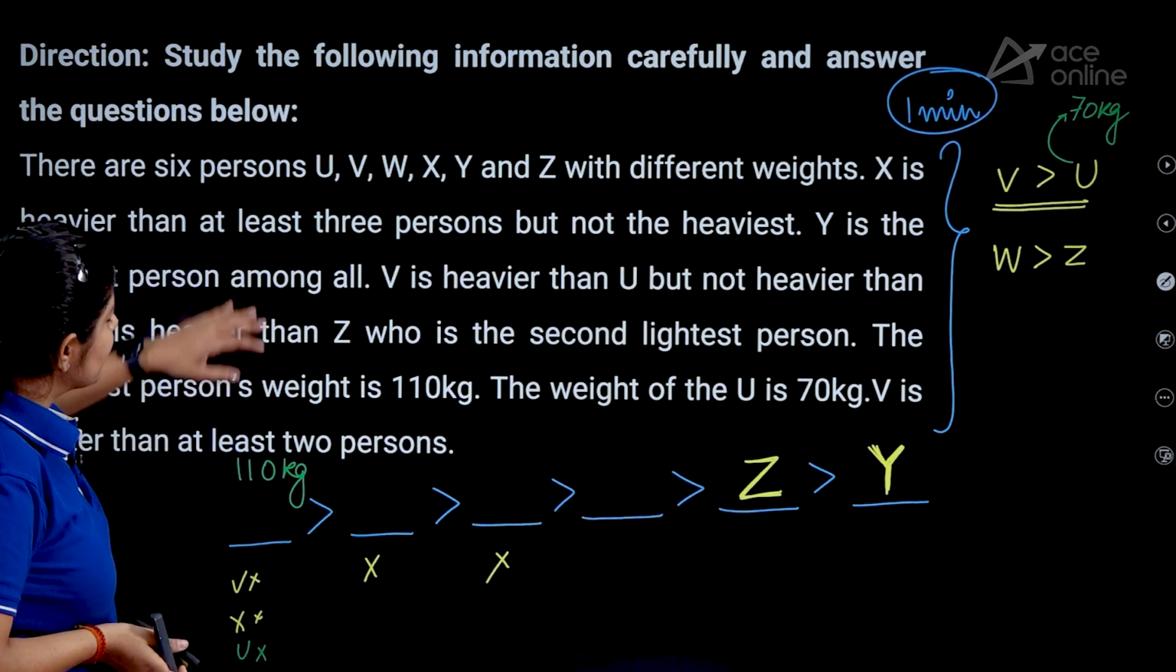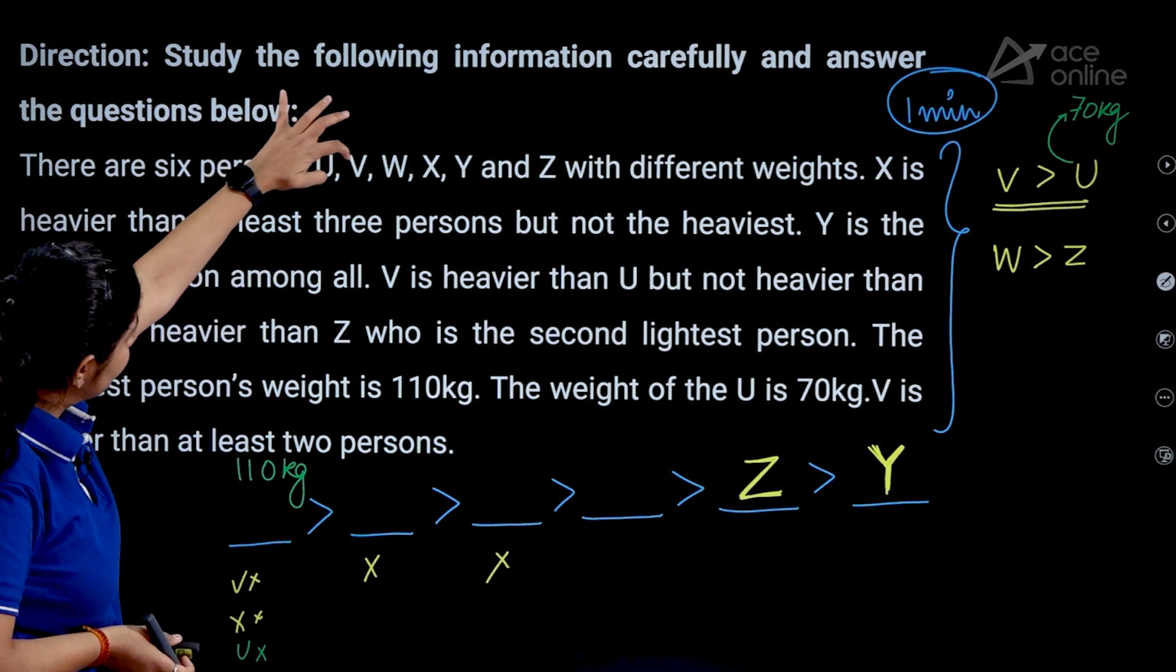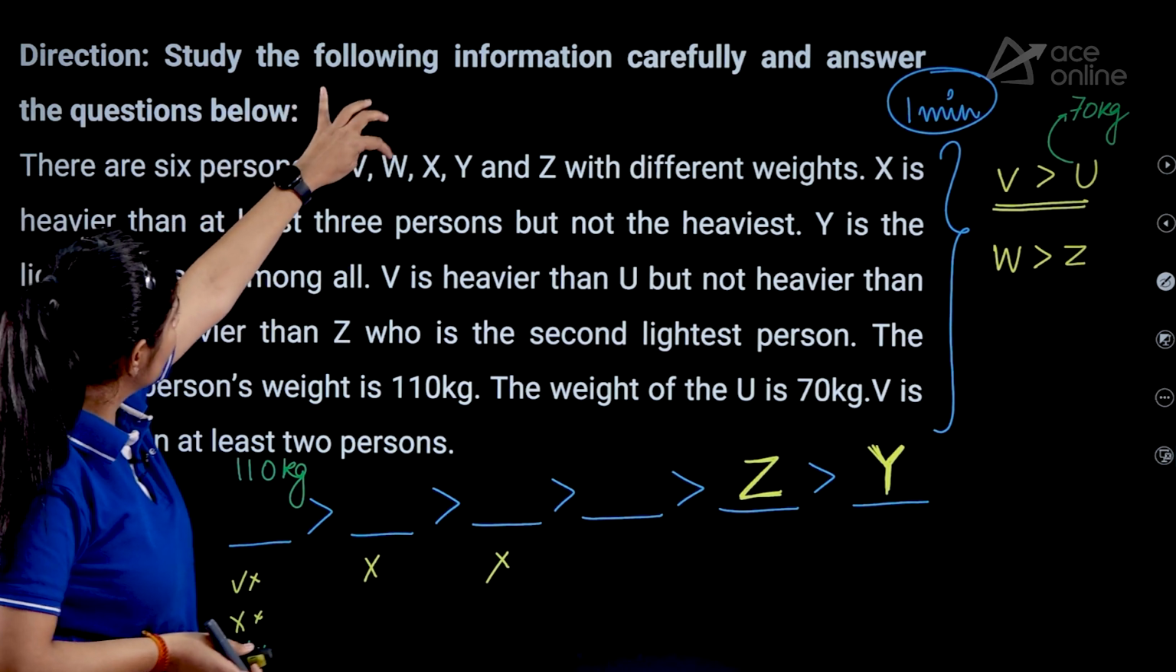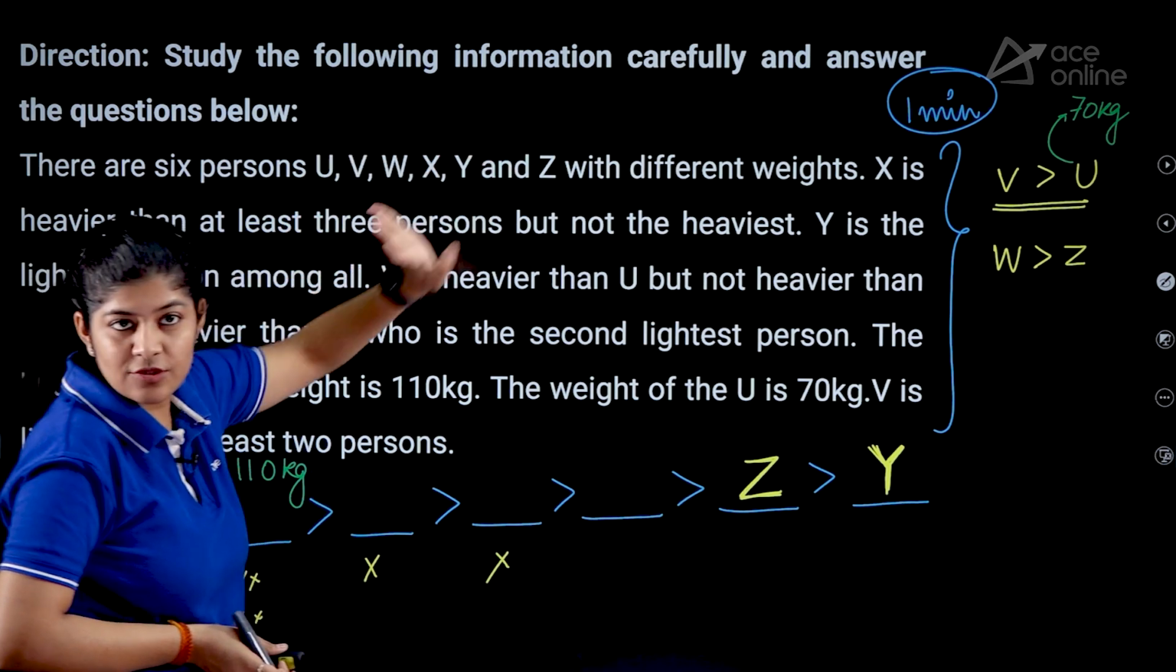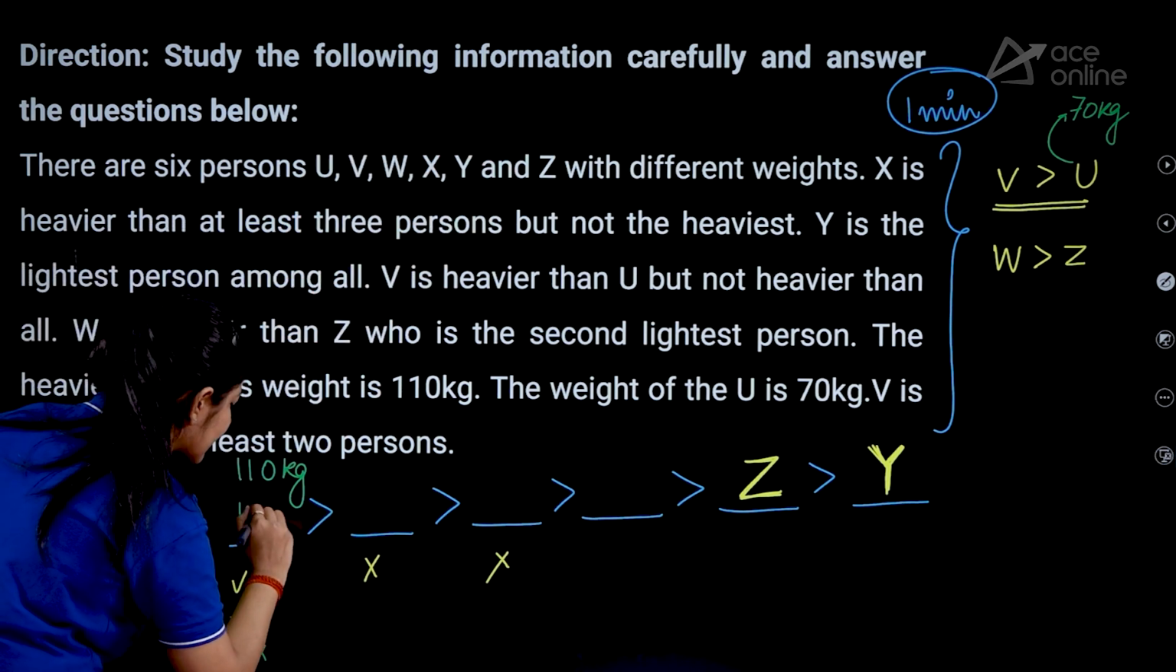So the persons that we have: U is not there, V is not there, W we have, X is not there, Y is also placed, Z is also placed. So we can say that this is the place of W.